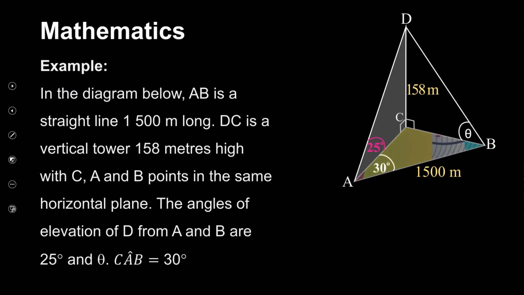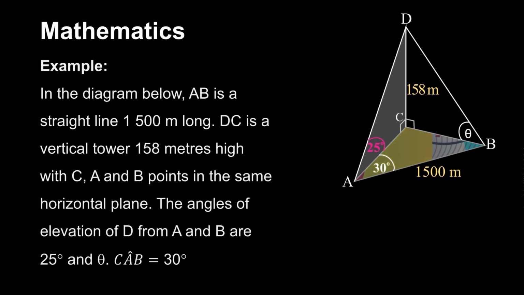Okay, in this example, they tell us that in the diagram, AB is a straight line 1,500 meters long, a vertical tower CD 158 meters high, with C, A, and B are points in the same plane, and the angles of elevation from A and B are 25 degrees and theta, and they've given us that CAB is 30 degrees.